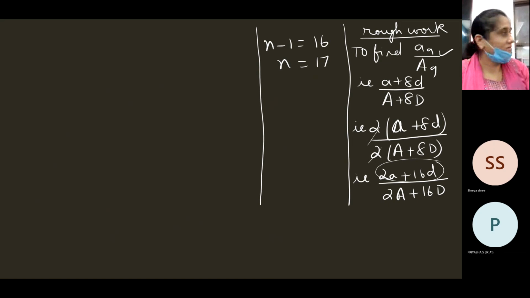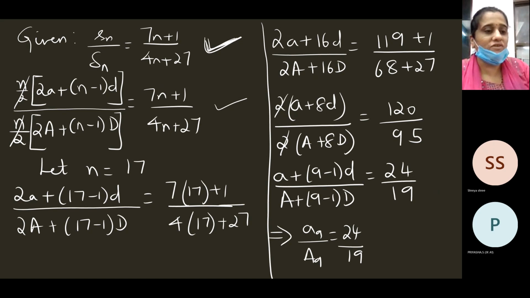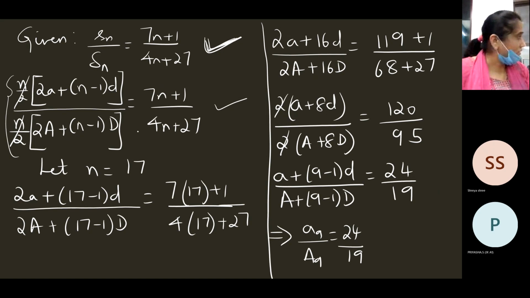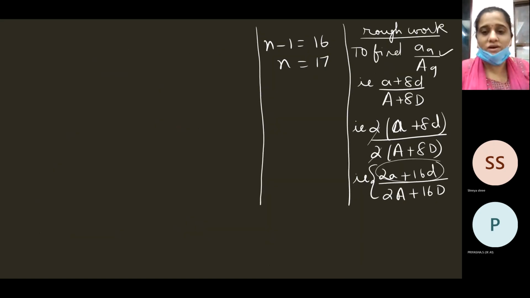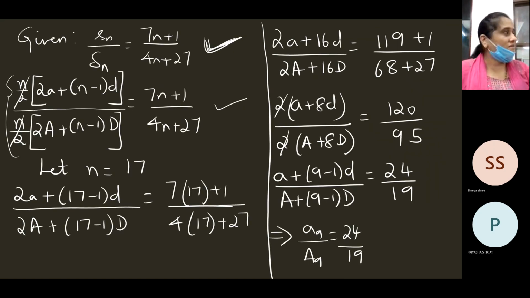Now compare this ratio, 2A plus 16D, with what you have here: 2A plus n minus 1 into D. So 16 goes with n minus 1. So n minus 1 is equal to 16, n is equal to 17. So let n be 17 and wherever there is n, use 17 in the LHS and RHS.